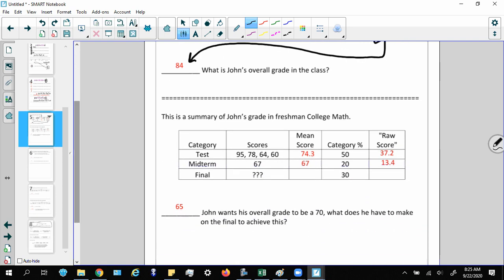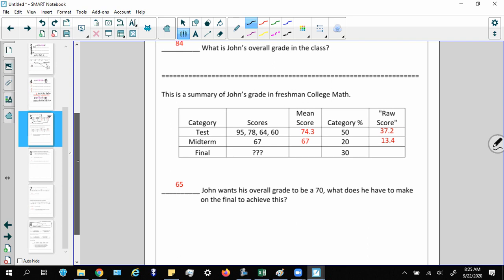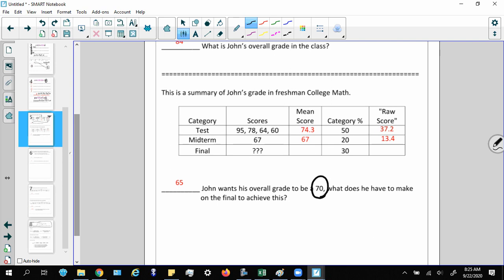All right. So this is a summary of John's grade. Notice what we don't know is his final grade, so we don't know what he has to make. Obviously it looks like he wants to pass the class. All right, so the question is, what does he have to make on the final to achieve this?